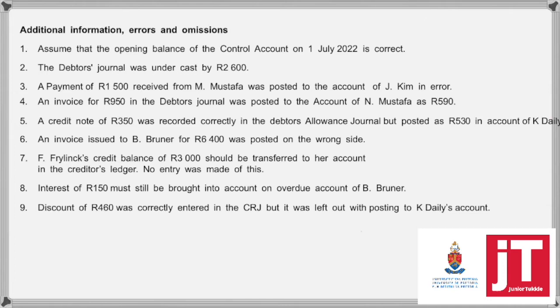They say, number 1, assume that the opening balance in the control account on the 1st of July is correct. So I don't need to do anything with it. I can actually just go and write it in. Now, when you do each transaction, you have to keep in mind where the mistake is happening in order to know where to fix it.